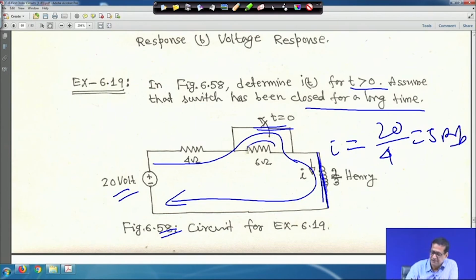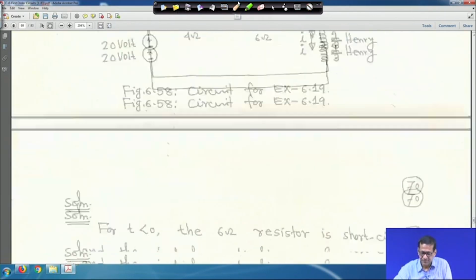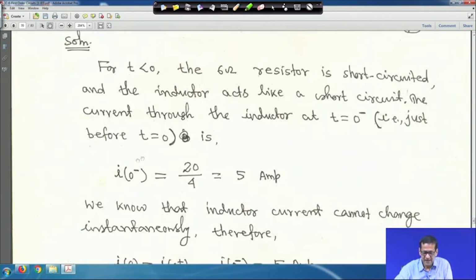So, current will flow like this. This will be inactive because it is a short circuit, right, and the inductor will behave like a short circuit, your current will be 20 by 4, so 5 ampere. So, let me clear it. If you look into this, that I(0 minus), that is the initial inductor current, I told you that it will be 5 ampere, right.